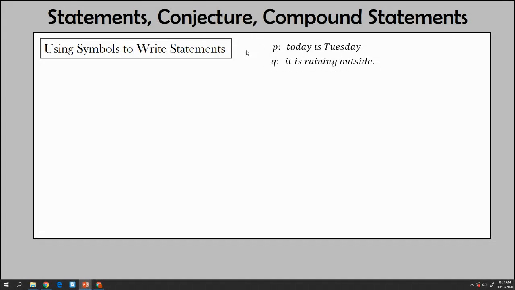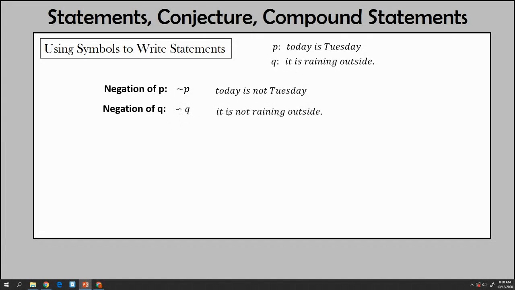Okay. Now let's talk about how we use symbols to write statements. If I wanted to negate P, the negation of P, I would do this little tilde P. That's the negation of P. What would it mean? It would mean today's not Tuesday. Pretty simple. Negation of Q, again a little squiggly in front of the Q. What does that mean? It's not raining outside.